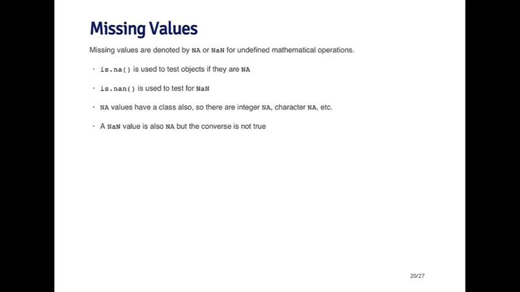So NA values can have a class too. So you can have missing integer values, or you can have missing character values, or missing numeric values, etc. And so even though it looks like it's all NAs, the NAs can have different classes potentially. And then a NaN value is considered to be also NA. So for example, a NaN value is considered to be missing. But the reverse is not true. So an NA value is not necessarily a NaN value.